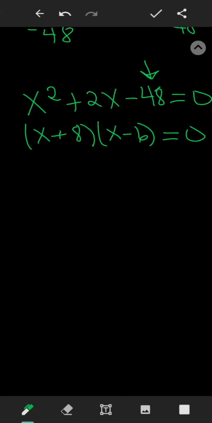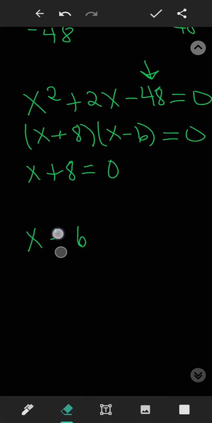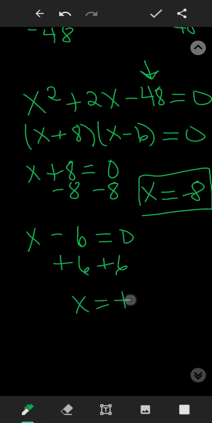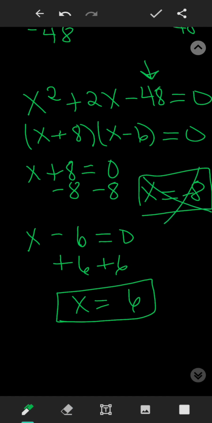When you get to this part, you're going to set each of these expressions equal to 0 and solve them. So x plus 8 is equal to 0, and then x minus 6 is equal to 0. Now I can get x by itself. Here, x is going to be equal to negative 8. And over here, x is going to be equal to positive 6. And since I can only have a measurement that is positive, remember, it can't be negative 8. So x is going to have to equal positive 6.